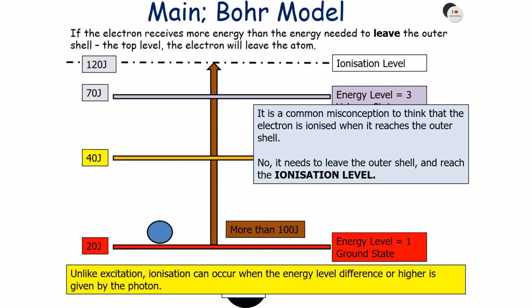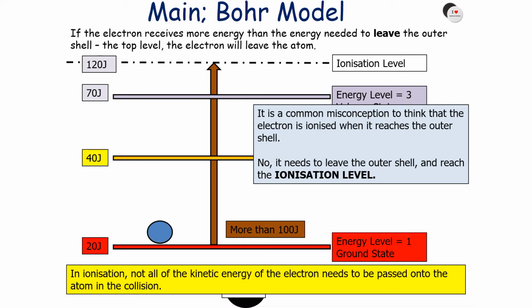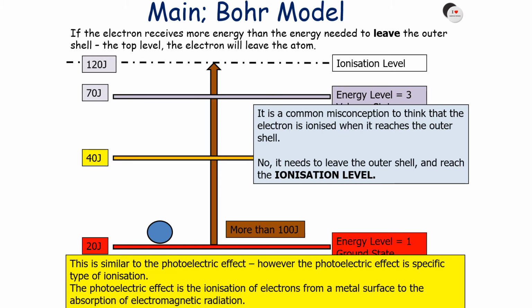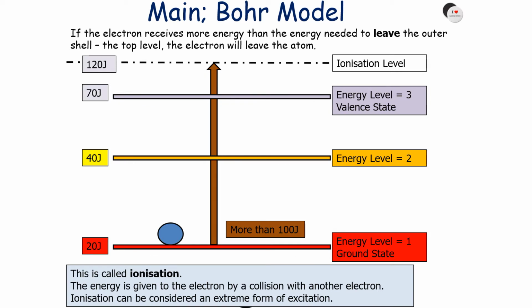Now unlike excitation, ionization can occur when the energy level difference or higher is given by a photon, and the excess energy goes to the kinetic energy of the electron emitted. Now in ionization, not all of the kinetic energy of a colliding electron needs to be passed on to the atom in a collision. It is very similar to the photoelectric effect. Now the photoelectric effect is similar because it's the ionization of electrons from a metal surface due to the absorption of electromagnetic radiation. Now ionization in general is just the emission of any electron from any atom due to energy being given to it.